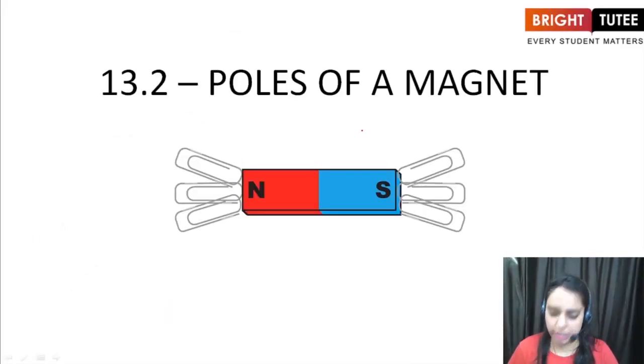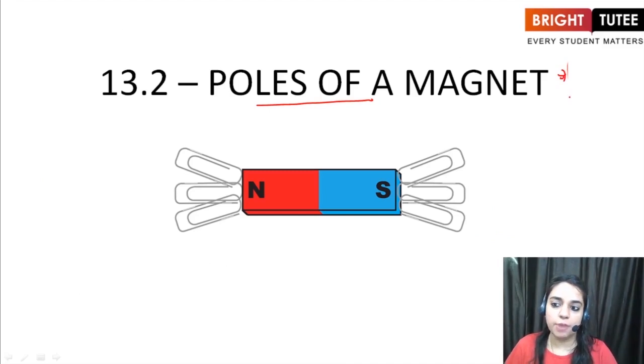Children, we are going to discuss the poles of a magnet. Up till now, children, we have discussed what magnets are, and we defined the magnet as the material which can attract iron objects, right? Then we discussed two types of magnets, artificial magnets and natural magnets. Natural magnets occur naturally in nature, whereas artificial magnets are man-made.